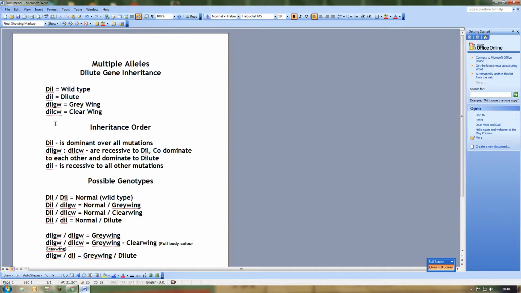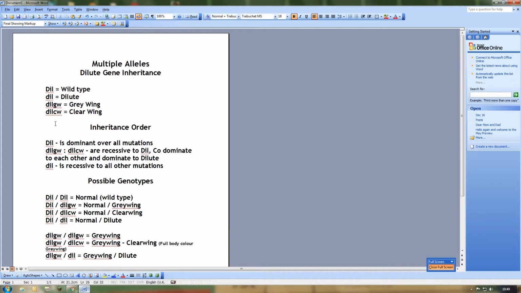The dilute grey wing and the dilute clear wing mutations are of course recessive to the wild type. They're co-dominant over each other, and I'll explain what that means in terms of what the bird will look like in a little while. And they are both dominant over dilute. So as I say, the dilute grey wing and dilute clear wing are recessive to the wild type gene. They're co-dominant over each other, and they are dominant over dilute, and therefore you can tell that the dilute mutation is recessive to all other mutations.